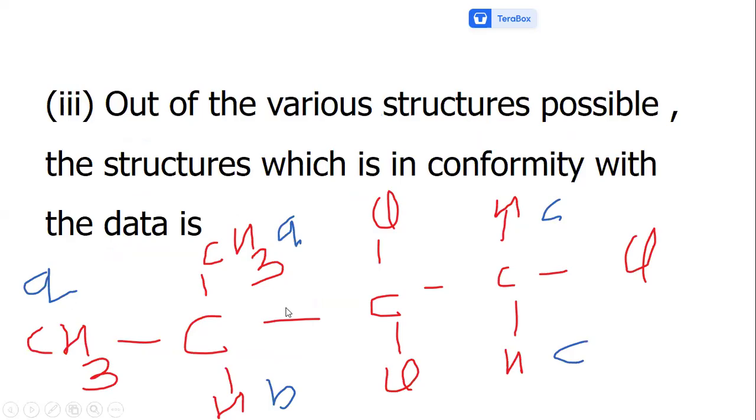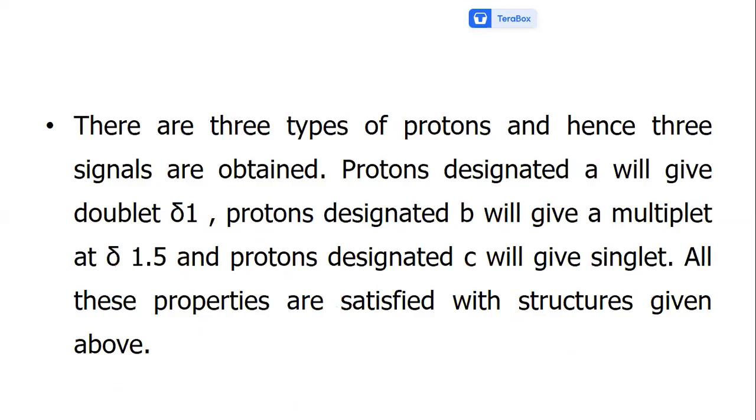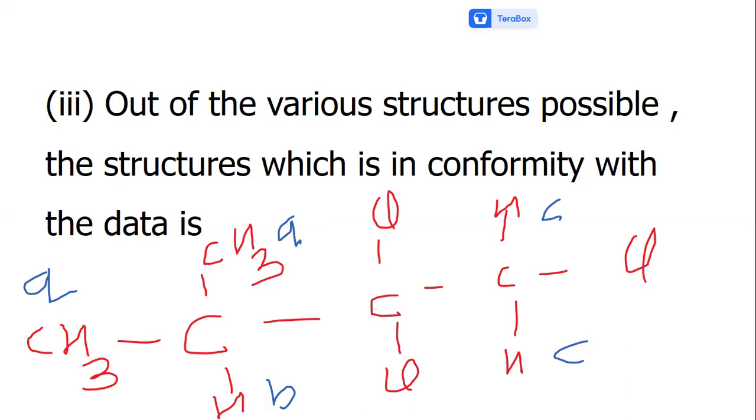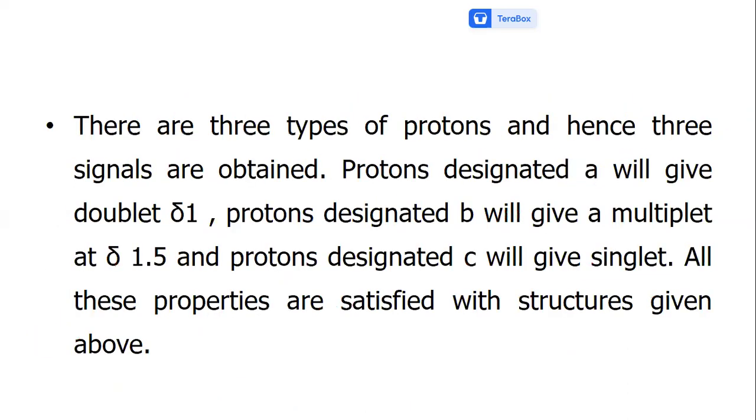this is the methyl, similar, and this is the other. So the environments are of three types: A, B, C. There are 3 types of protons and hence 3 signals are obtained. Protons designated A will give a doublet at delta 1, okay, methyl, about 0.9. Protons designated A will give a doublet at delta 1.